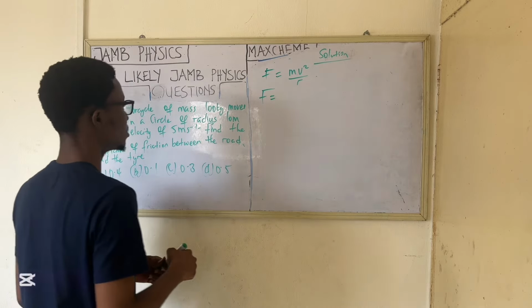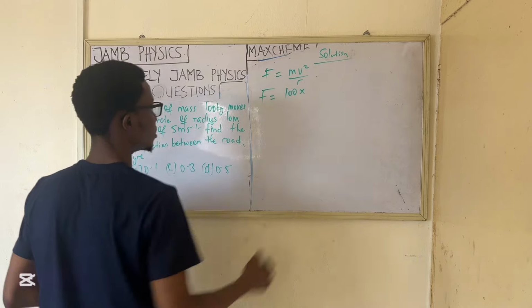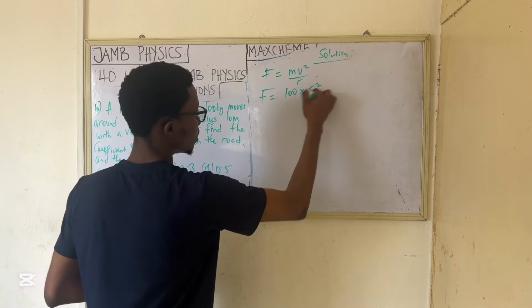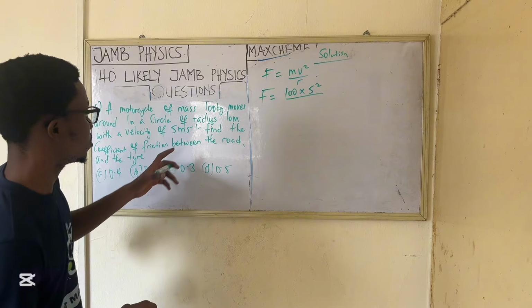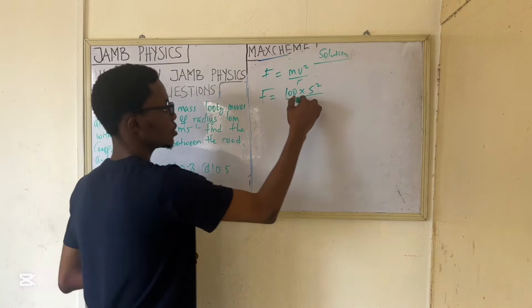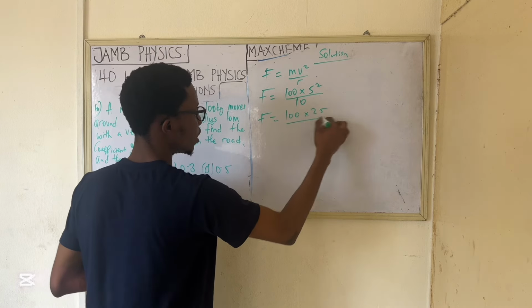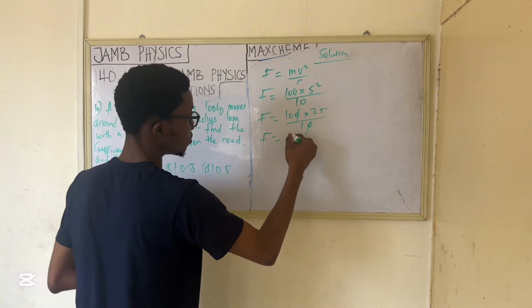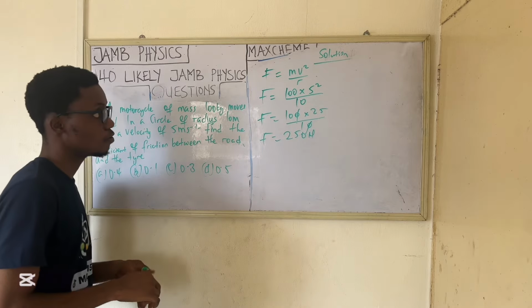Now, what is our mass? Our mass is 100 from the question. What is velocity? Velocity is 5, so that's 5 squared over the radius, which is 10 meters. So we have F equals 100 times 25 over 10. Zero cancels zero, so we have F equals 10 times 25, which is 250 Newton. That is the centripetal force.